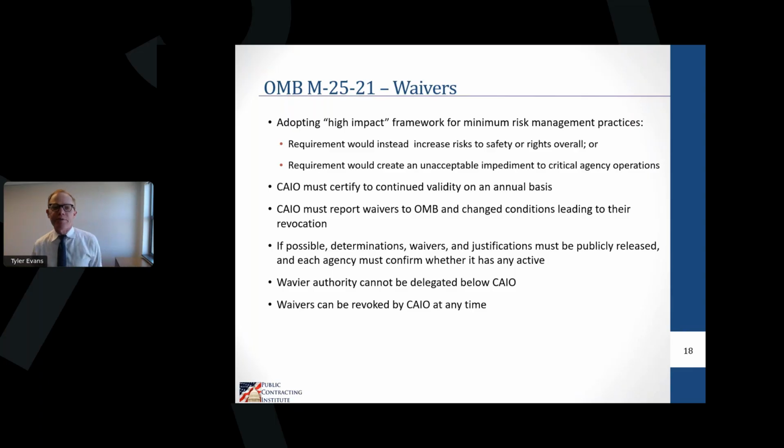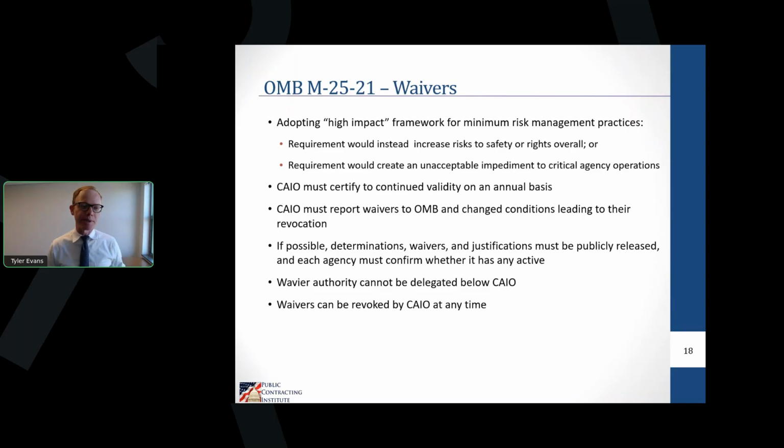Now, what happens if essentially the agency doesn't want to do any of this? Well, there is a waiver option. It has to go to the chief artificial intelligence officer. There's a whole process behind it. And it's requirement by requirement. So maybe you don't do training. Maybe you don't do the impact assessment. Maybe you don't do X, Y, Z, but it's not the whole thing automatically.